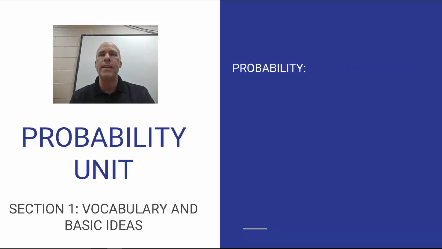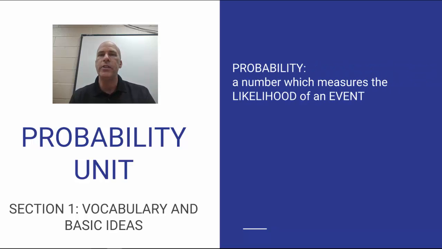Next, now we're going to get to the big idea, which is probability. Probability, quite simply, is a number which measures the likelihood of an event. It tells us how likely or unlikely something might be. There are a number of rules which govern probability. We're going to look at 3 of those rules here.